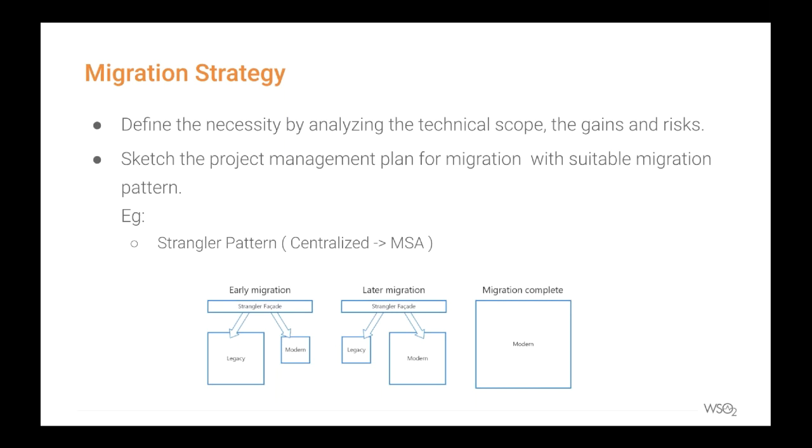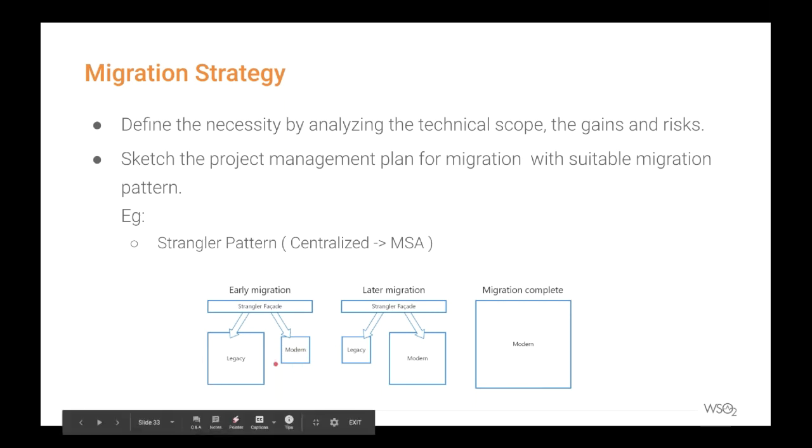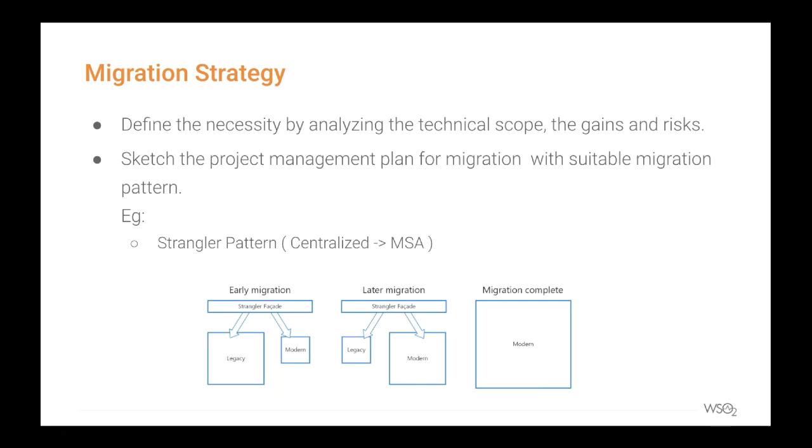Once you have defined the necessity and you feel that you really need to do a migration, let's go to the second step. You have to sketch a project management plan for migration. You can choose any suitable pattern. For example, the strangler pattern is ideal for migrating from a centralized architecture to an MSA oriented architecture. What the strangler pattern defines is that you migrate piecewise. In the early migration you replace the legacy application with a modern application only up to a small amount. Then you replace even more, and finally you end up with only the modern application. You gradually develop it and finally come to the MSA style. That's what the strangler pattern defines.